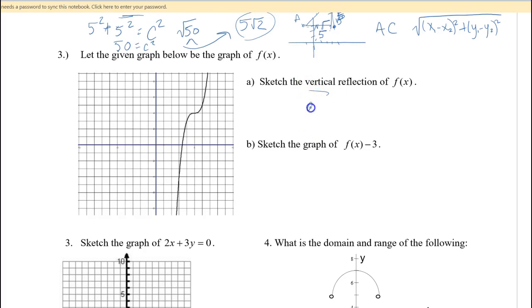So it actually means that it's across the x-axis, because if you think vertically up and down, it's going to flip across the x. So what I'm going to do is, this looks like the x-axis here, so this point will stay the same, and I'm just going to mirror. So this right here is going to come down and look something like that.